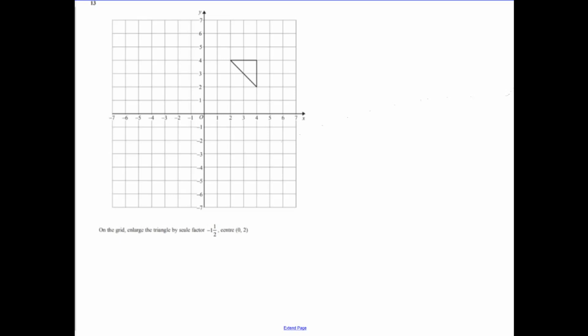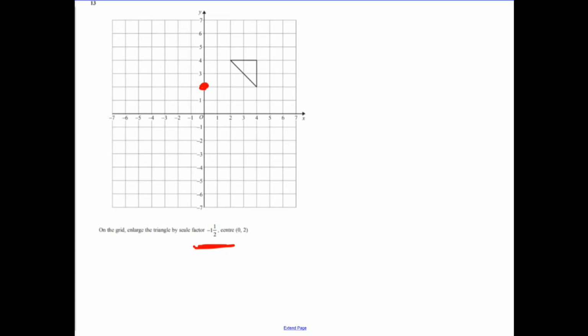Question 13. So it says on the grid, enlarge the triangle by a scale factor of minus 1.5 from a centre of 0, 2. So first of all, let's just mark where 0, 2 is. So that's where 0, 2 is. Now, the scale factor of minus 1.5, right, what does that mean?